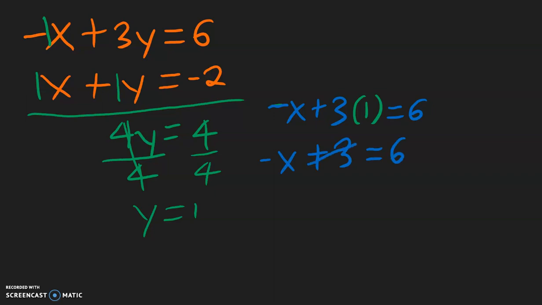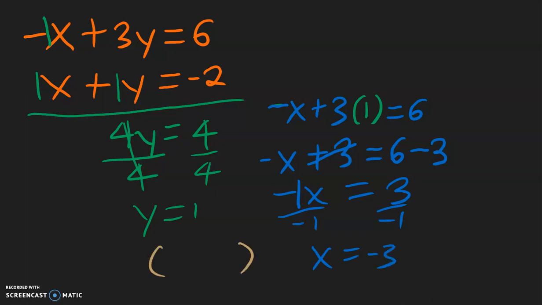The 3 needs to move to the other side, so that positive 3 will become a negative 3. So now we get negative x equal to 6 minus 3, which is 3. And we can put a 1 in front of this, so we divide by negative 1. So we get x equal to negative 3. And to write our solution, be careful, make sure that you know that x goes first. So x is negative 3, and y is positive 1.